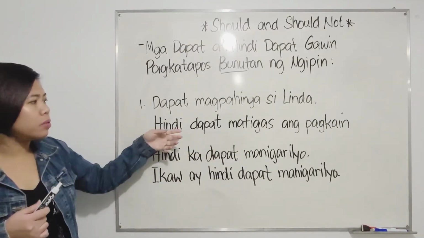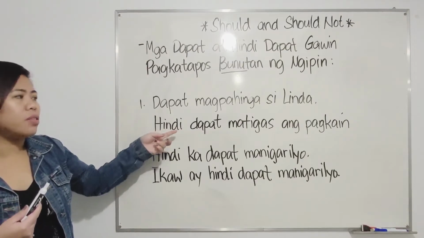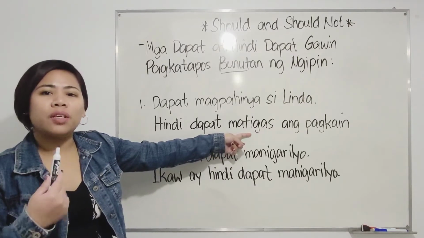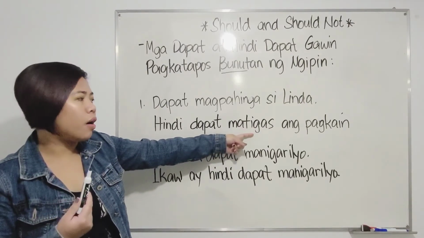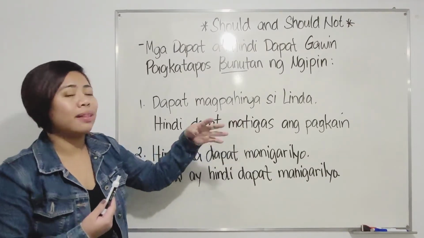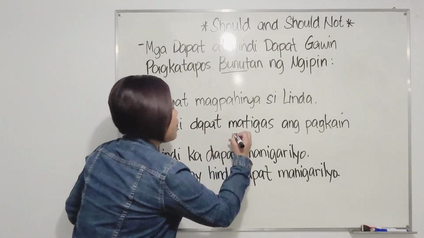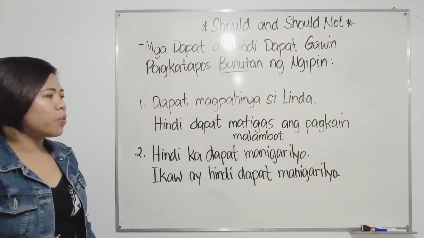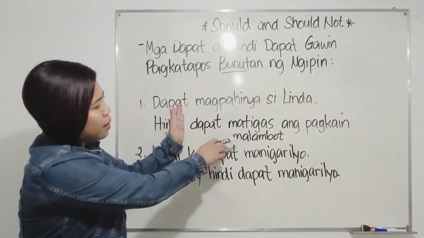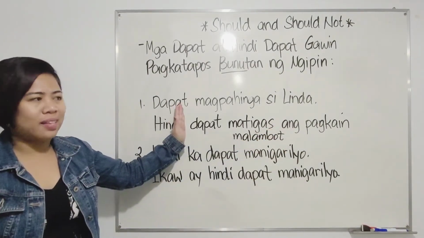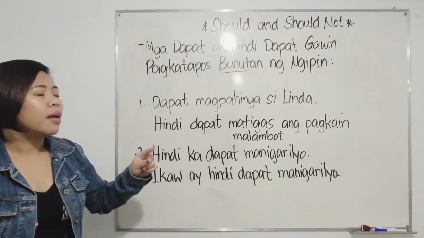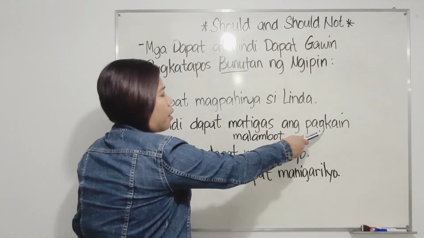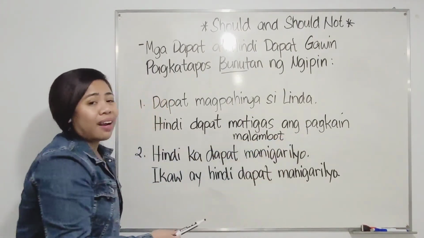How about if we are going to convert this into a positive statement? So we would say, dapat not matigas, right? Because after tooth extraction, you cannot eat hard food. So what is the opposite of the word matigas? The opposite of this is malambot. Malambot means soft. So we would say, dapat malambot ang pagkain. Positive. Hindi dapat matigas ang pagkain. Negative. So it's the same because our subject is a common noun, pagkain or food.